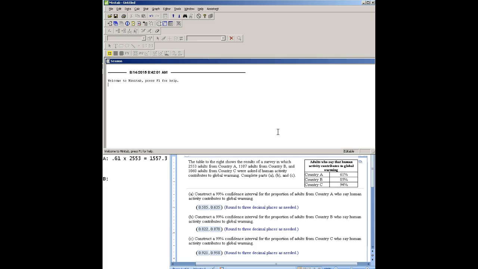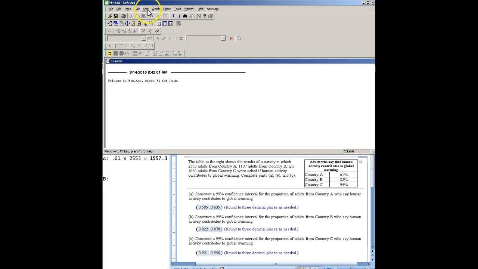So let's take a look here. The table at the right shows the results of a survey in which 2,553 adults from country A, 1,107 from country B, and 1,060 adults from country C were asked if human activity contributed to global warming. So we need to construct 99% confidence intervals for each country. Let's see how Minitab wants us to do it, what information we have and what information we don't have, and how we can calculate what we do not have.